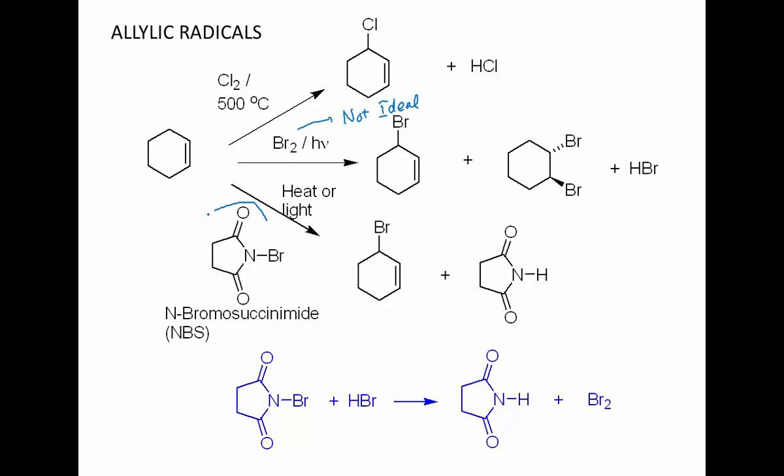The ideal reagent here is this one. This is one of these abbreviations in organic chemistry that has to stick with us forever. N-bromosuccinimide, NBS. This is the reagent of choice for doing free radical halogenation of an allylic system. Okay? This produces as a byproduct this compound here known as succinimide.